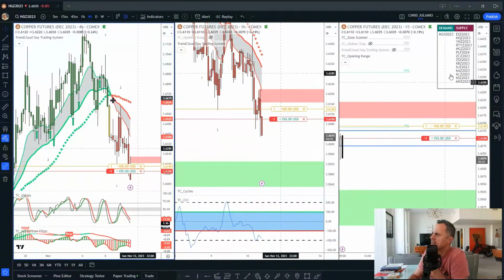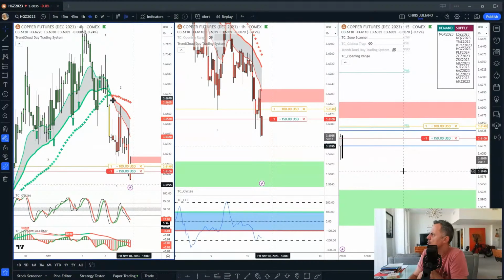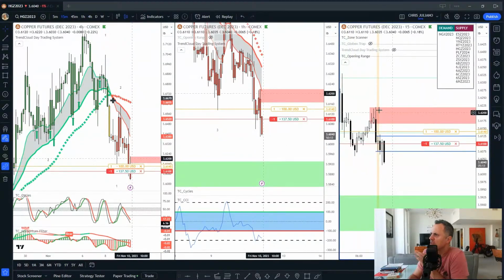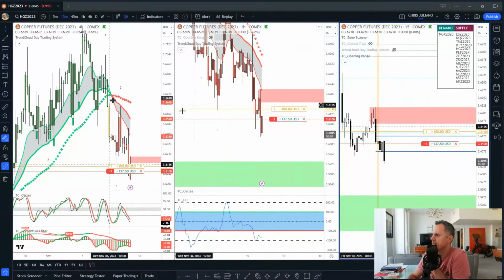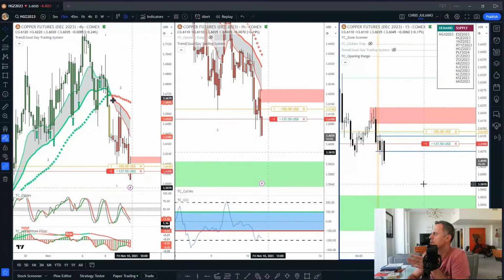This is the zone scanner, Hitch. This comes with the whole system here. But look at this, man. This is the market sentiment to the downside. So the company, now the futures contracts. So this right here, Hitch, anything in the futures market, as you know, is reflective of the stock market, right?